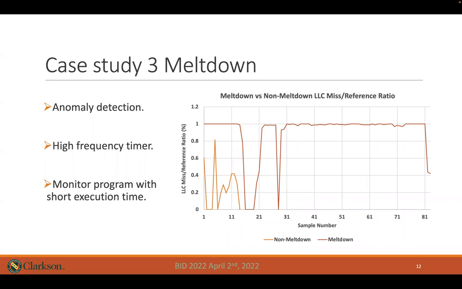For this case study, we run a secret string printing program. For the malicious case, we print the string using the Meltdown attack to extract and print out the string from the memory. But for the benign case, we print the string normally without the Meltdown attack.